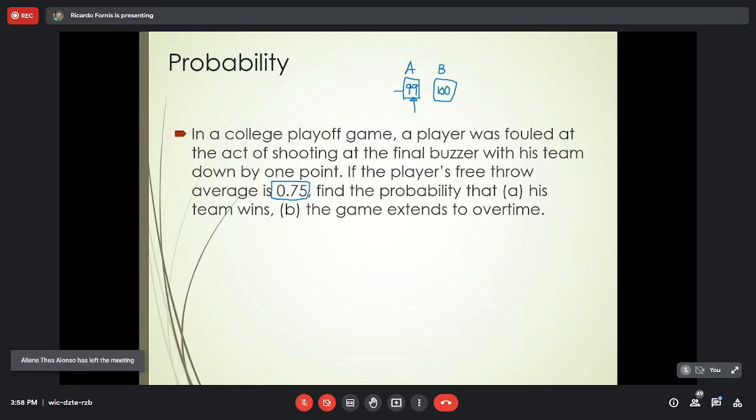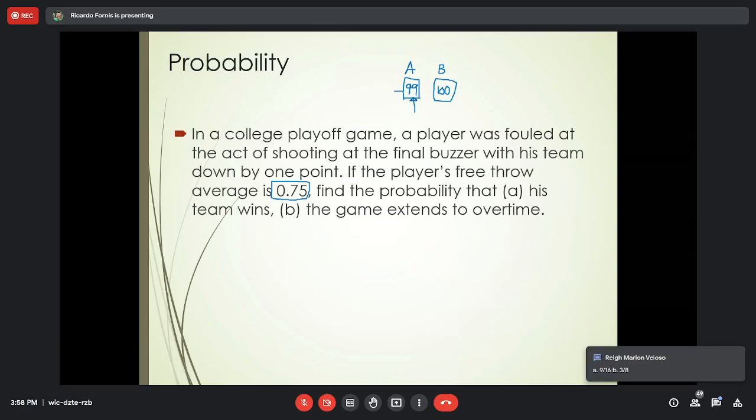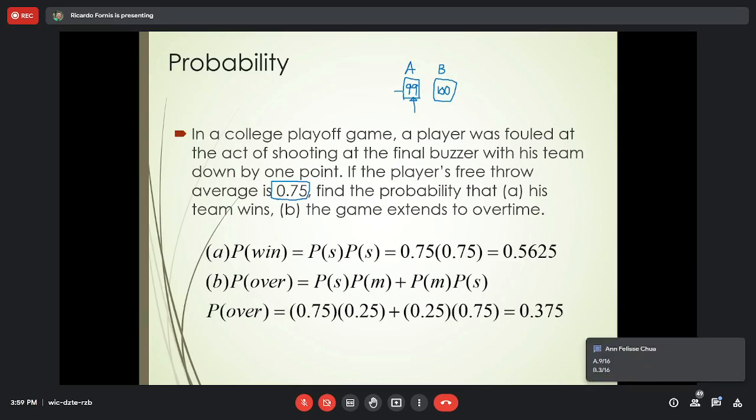Okay, could you try answering that also, and let me check. You just type your answers. Okay. Marion typed it already, 9 over 16, and letter B, 3 over 8 for Marion Veloso. How about the others? Okay, the others are not sharing their answers, so let me just discuss this. Okay, so 9 over 16 and 3 over 8.